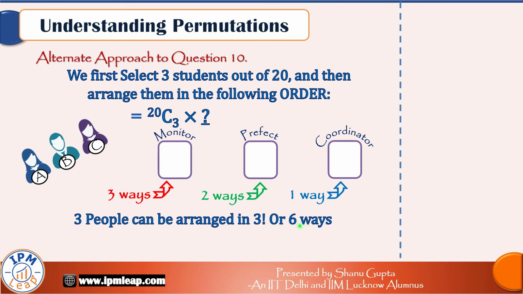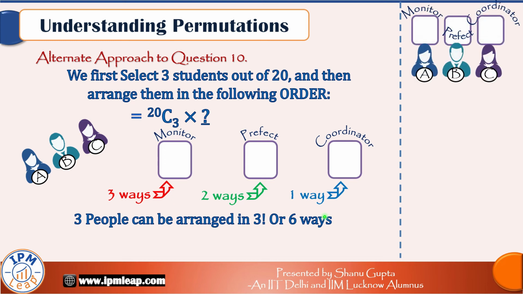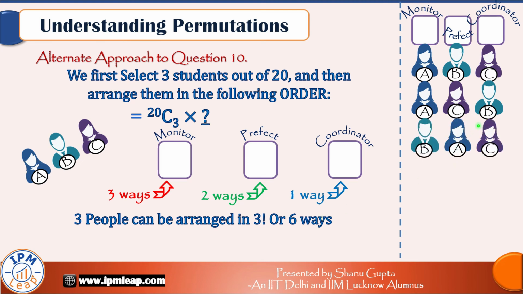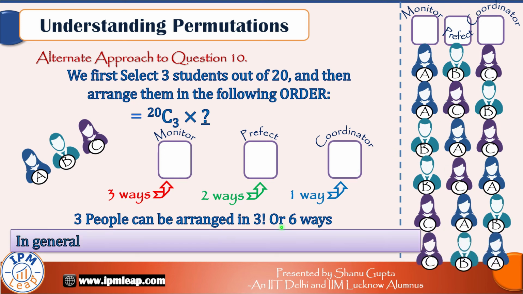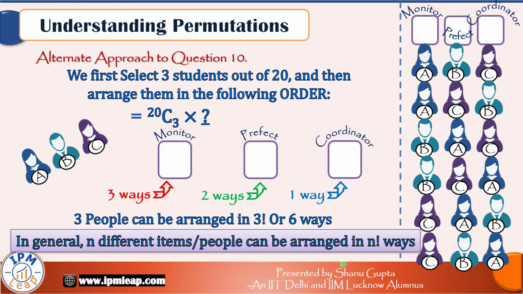Would you like to know what are those 6 ways? Let me list them down for you. So either it is ABC or ACB or BAC or BCA or CAB or CBA. Just remember, in general, n different items or people can be arranged or placed in an order in n factorial ways. So permutations can be thought of as 2 tasks back to back.